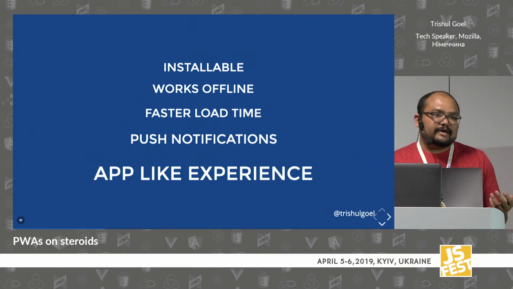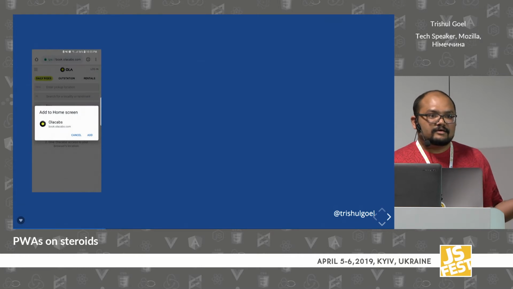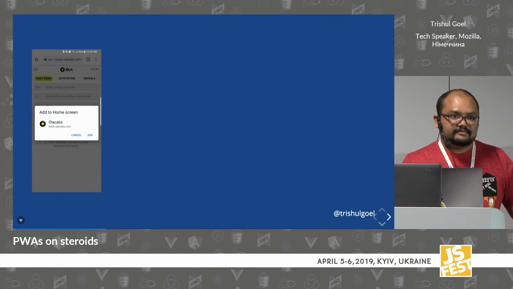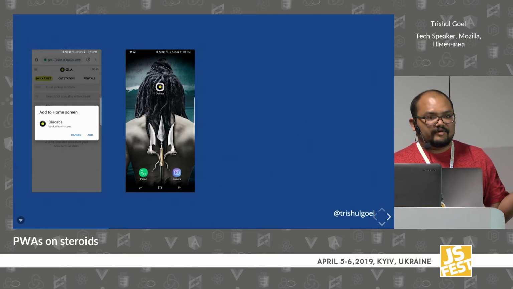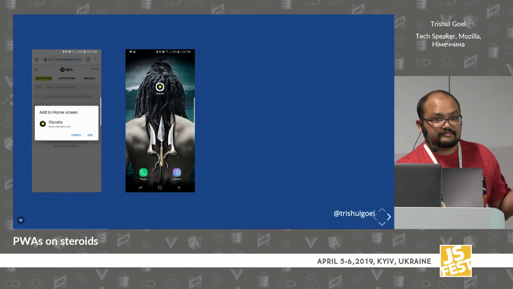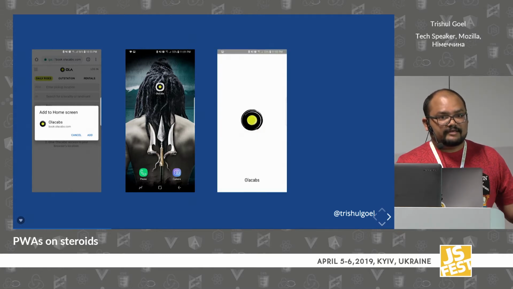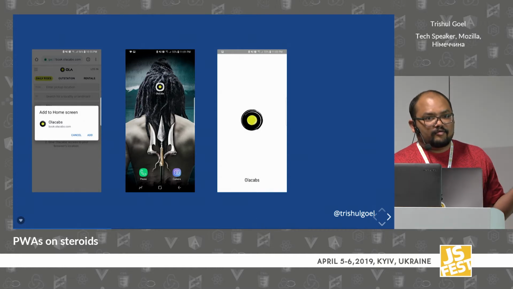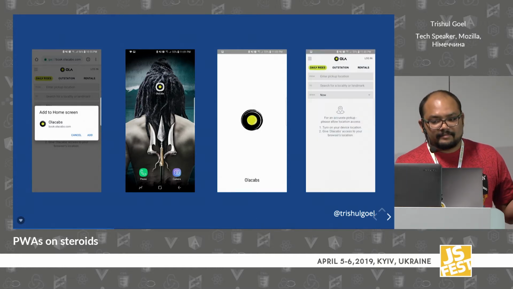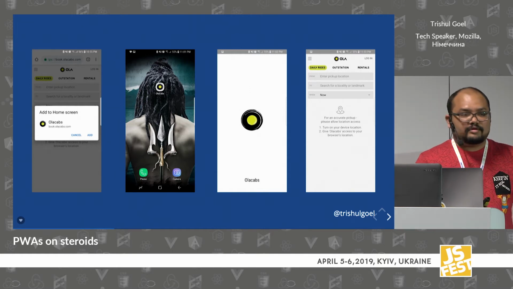So what does a typical PWA look like? Something like this. You have an add to home screen button. You have an icon, if that makes sense. Once you install it, you have a splash screen. And once the app is open, you have something like this. Everyone with me on this?